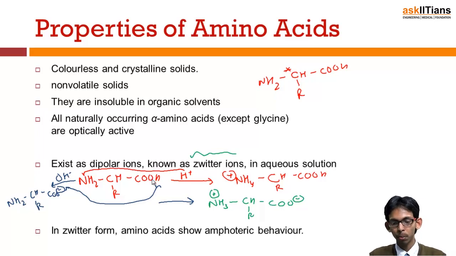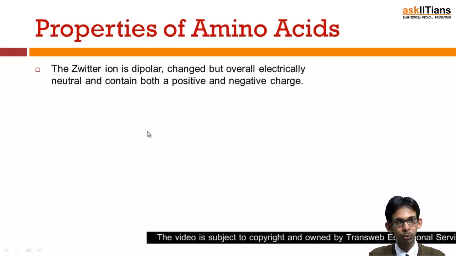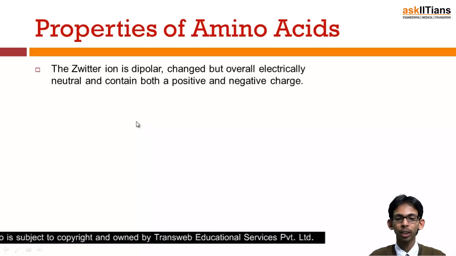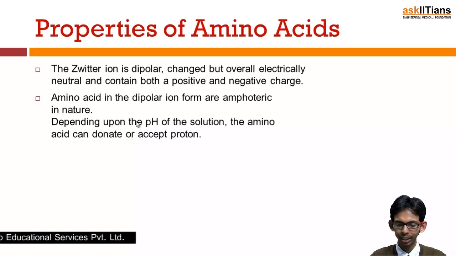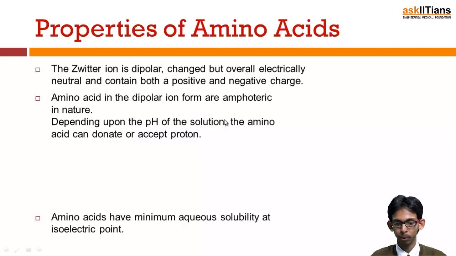In zwitter ion form, amino acids show amphoteric behavior. The zwitter ion is dipolar, but overall it is electrically neutral because it contains both positive and negative charges in equal amounts. So amino acids in dipolar ion form are amphoteric in nature, and depending upon the pH of the solution, an amino acid can accept or donate a proton. Amino acids have minimum aqueous solubility at the isoelectric point.